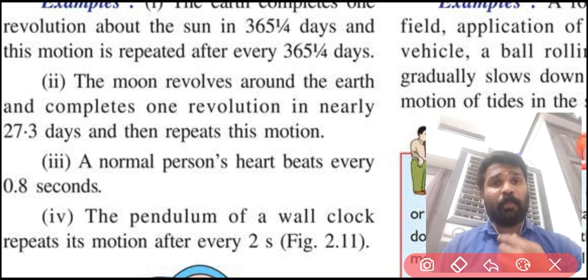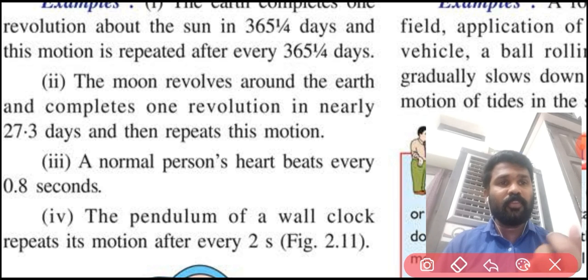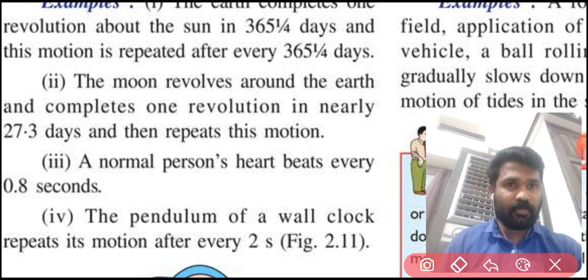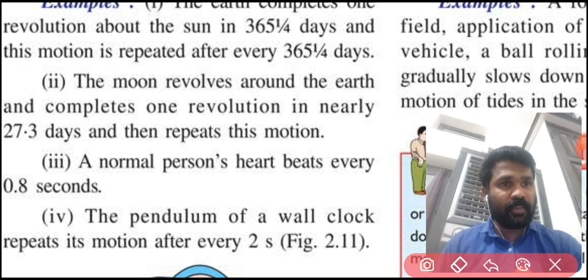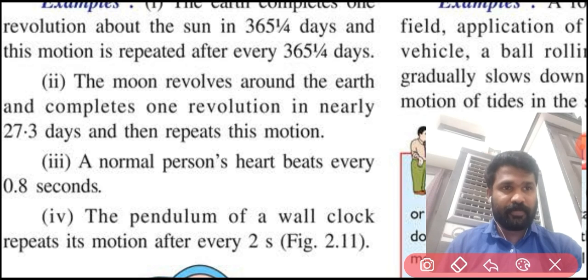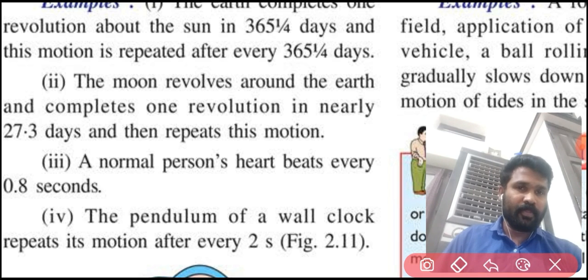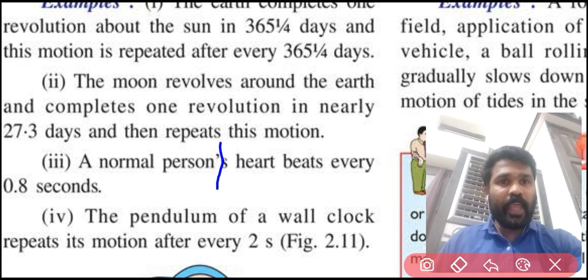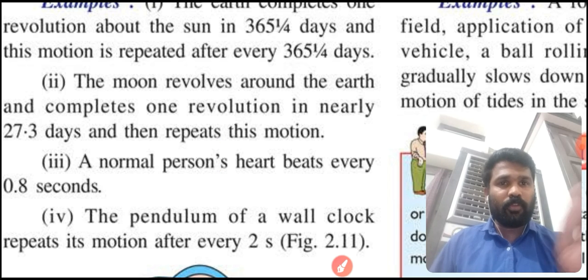Also a normal person's heartbeat, just to take the pulse, its time interval is 0.8 seconds. It repeats every 0.8 seconds. So it is also a good example of periodic motion.